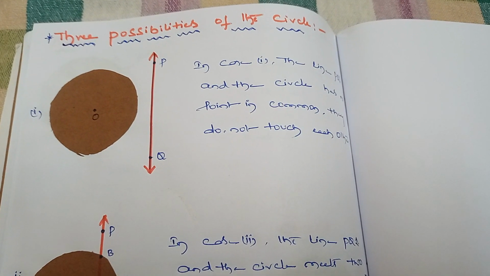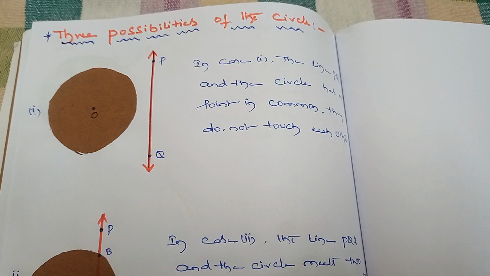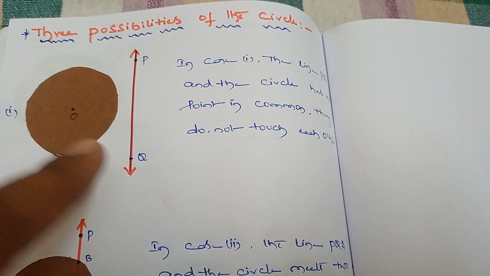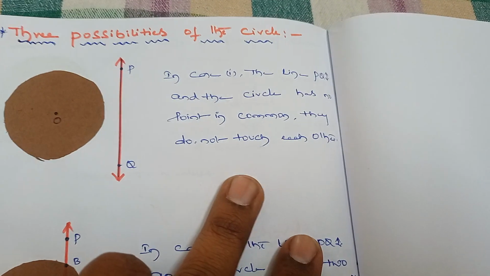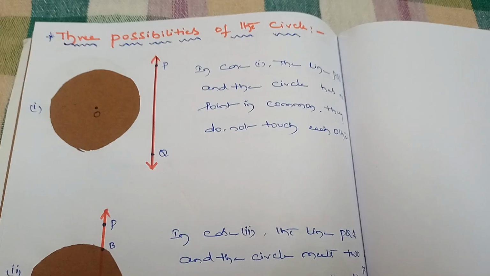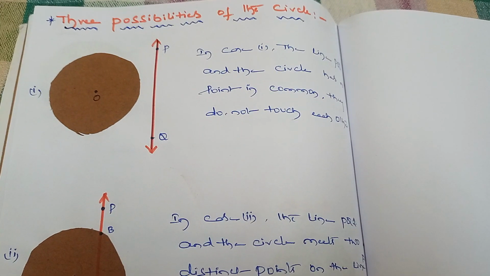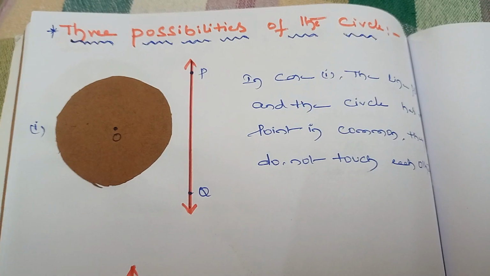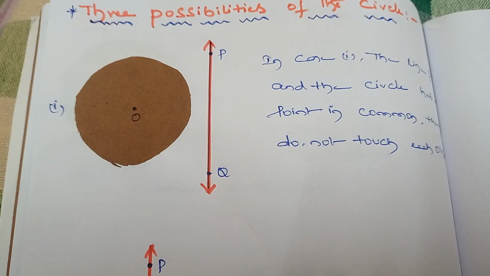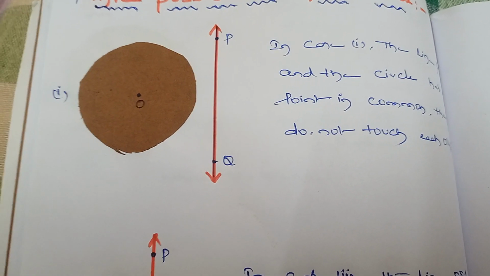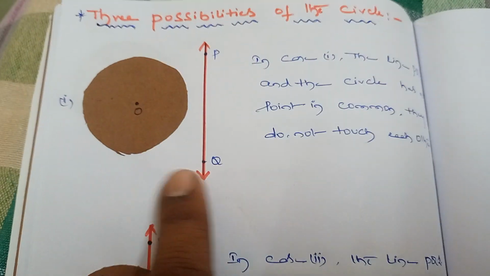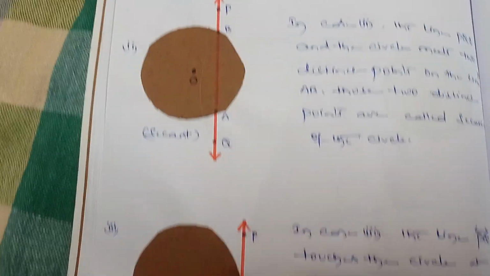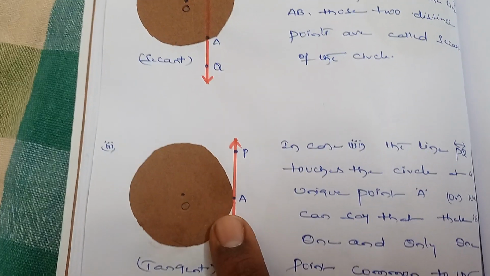Today we are going to discuss the tangents and secants topic. One of the important topics is the three possibilities of a circle and a line. So in general we have three possibilities, guys. When we are talking about a circle and a line, these are the three possibilities: the circle and line are alone, the line meets the circle at two distinct points, and the line meets the circle at one point. So these are the three possibilities.